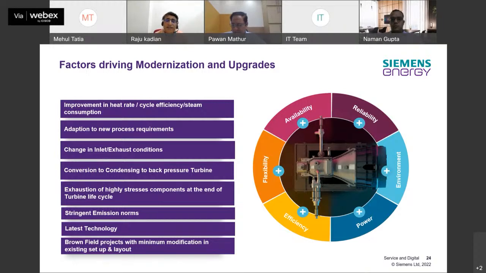And if a machine is old, meaning running for quite a long time, maybe 20 years, then by using modern upgrades, we can provide efficiency and retain the turbine life cycle. And we can provide the latest technology.